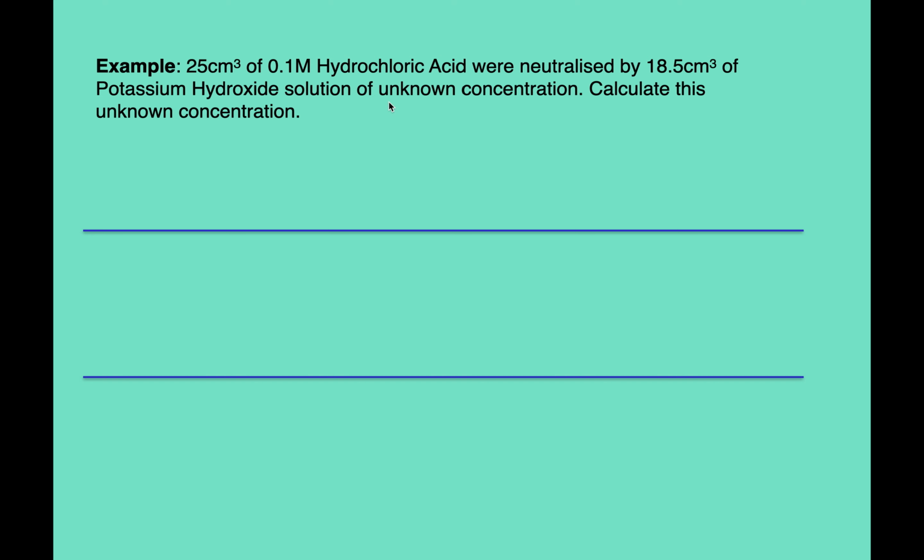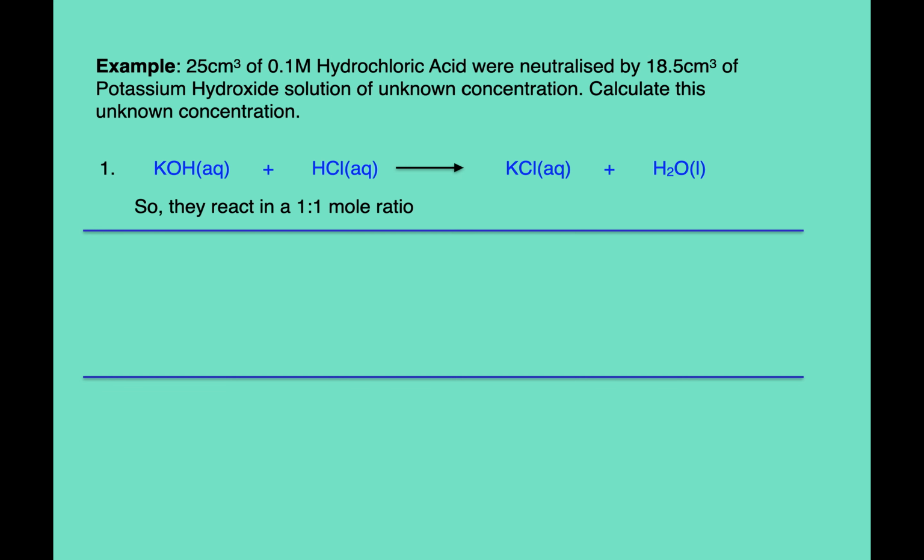First thing we do, remember, first step was we write the equation for the reaction, don't we? There's the equation for the reaction. You can copy that down. Okay. So 1 mole of potassium hydroxide reacts with 1 mole of hydrochloric acid to produce 1 mole of potassium chloride solution and 1 mole of water. It's a 1 to 1 to 1 to 1 mole ratio. Great.